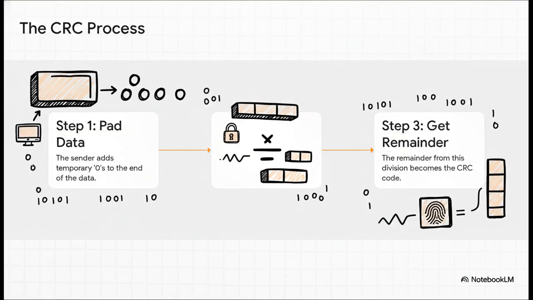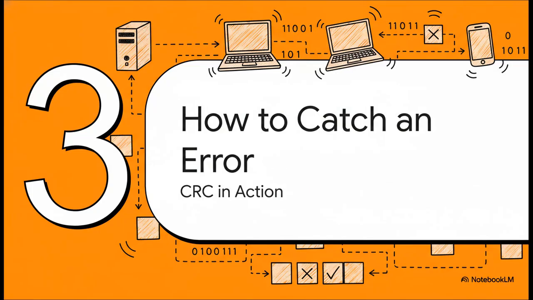So how is this data fingerprint actually made? Well, it's a pretty neat 3-step process. First, the computer that's sending the file adds a few temporary zeros to the data. Then, it divides this new longer number by a kind of secret password, a special generator code. And whatever is left over from that division, that remainder, that's the CRC code. So what's the fun part here? How does this actually catch an error?